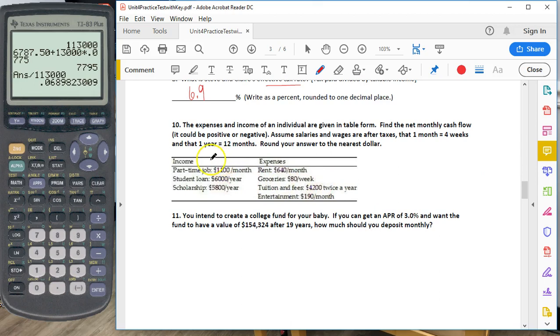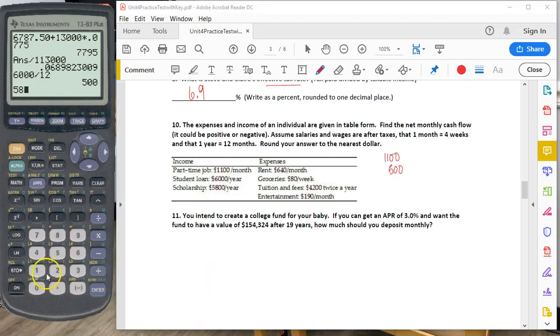I make $1,100 a month from my job. I'm getting a student loan of $6,000 a year. So every month, that's going to give me $500. And I got a scholarship of $5,800, which every month is going to give me $483.33. So $483.33 plus $1,100 plus $500 is $2,083.33. So this is my income.